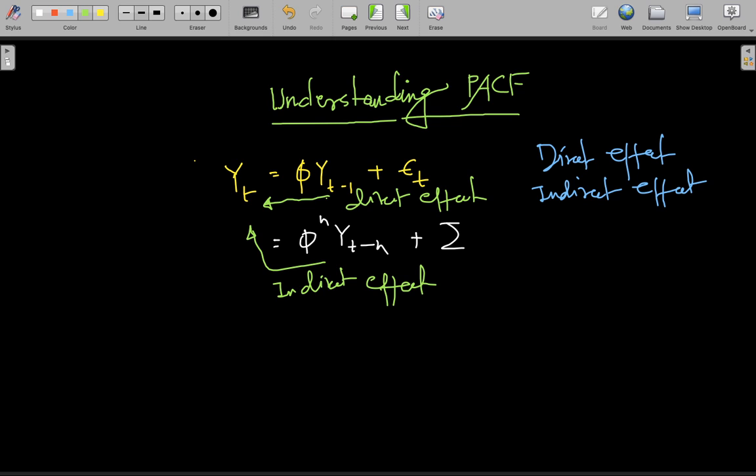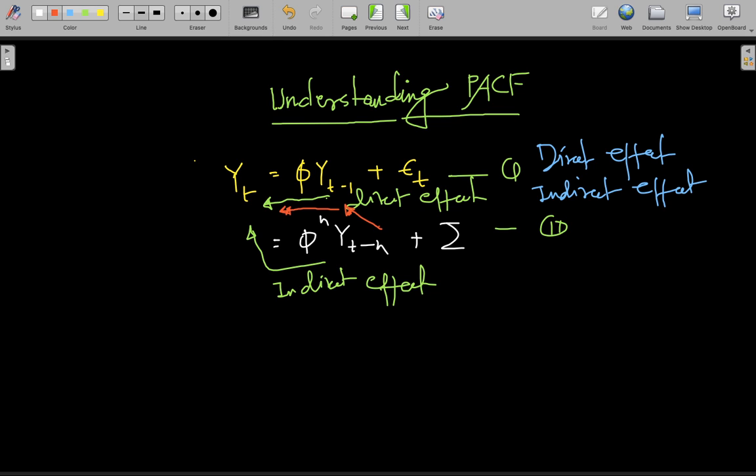Now, the second case is actually a theoretical possibility. We can express yt in terms of yt minus h. But if we look at the first equation, it has yt minus h in it. The influence happens as the whole yt minus h term influences yt minus 1, and then this yt minus 1 influences yt. That is why it is called indirect effect. The task that PACF is doing here is cutting down the indirect effect. PACF only considers the direct effect.